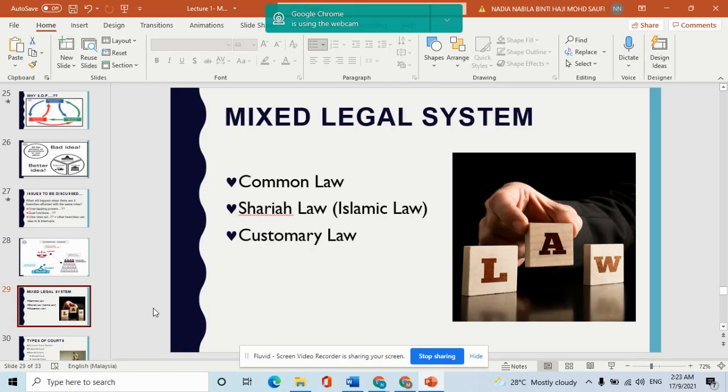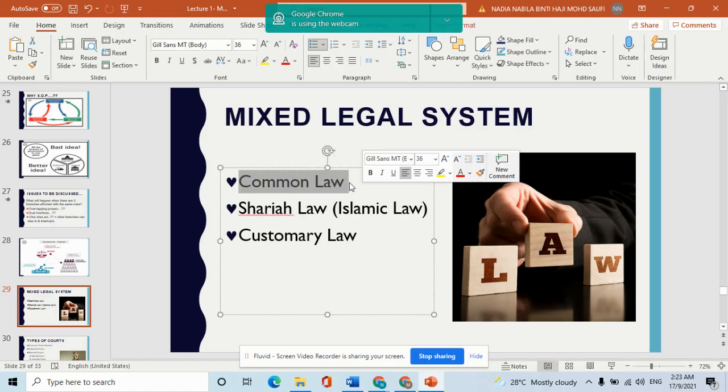Okay. Next, our Malaysian legal system. We are adopting a mixed legal system here. So what is it that we have in our mixed legal system? We have a bit of common law. Common law here is also known as English law. Why? It's because of our history. Based on our history, we have been colonized by the British. So because of that, we are using English law, common law, we call it.